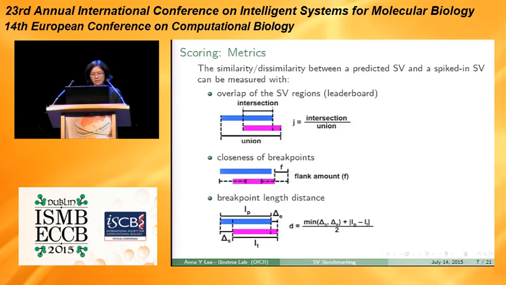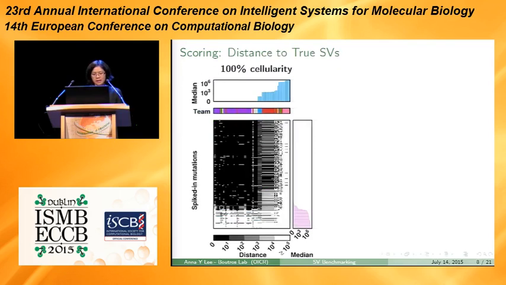And it also takes into account the difference in length between the two structural variants. And it's basically an average of these two measures. Okay, so if we keep that distance formula in mind, this heat map shows distances between spiked in mutations along the rows and predicted structural variants from different submissions. So each column represents a different submission. And the darker colors indicate a closer proximity between a spiked in mutation and a predicted mutation.